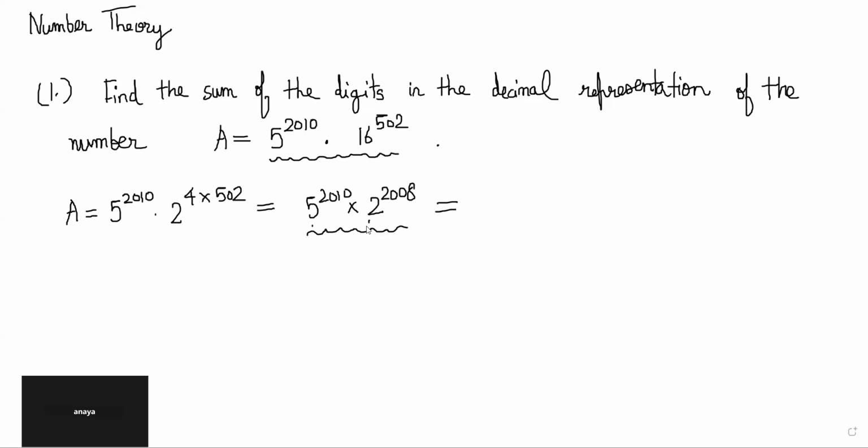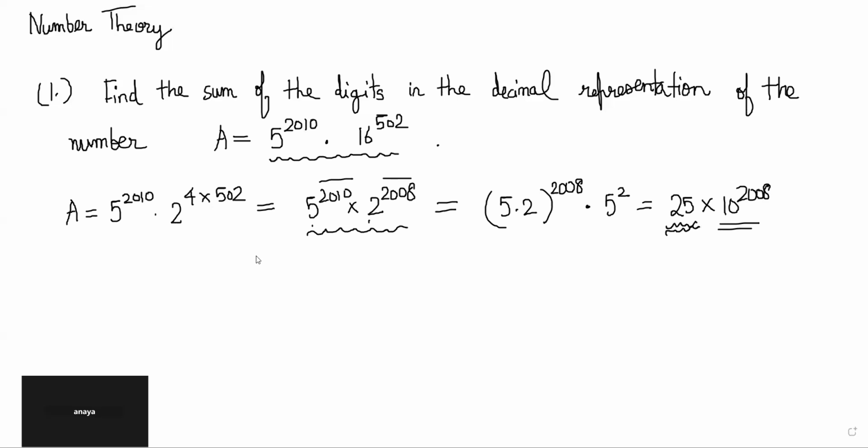Yeah. So notice here that the powers are 2008 and 2010. So you can write it as 5 into 2 to the power 2008, and what will be left over will be 5 squared. Clearly, this number will become 25 times 10 to the power 2008, right? So that means there will be 2008 zeros after this. The number will be something like 25 followed by 2008 zeros.